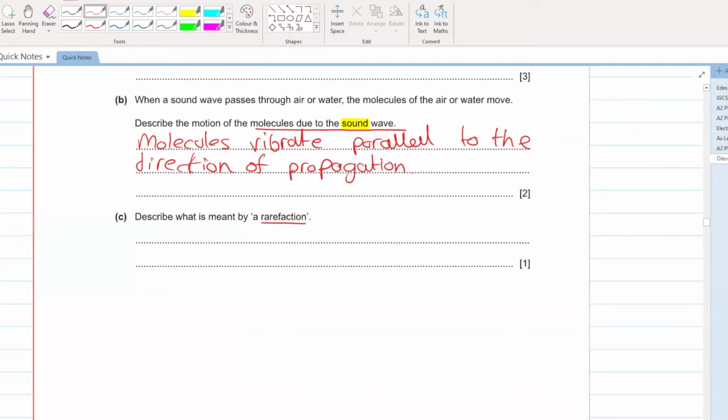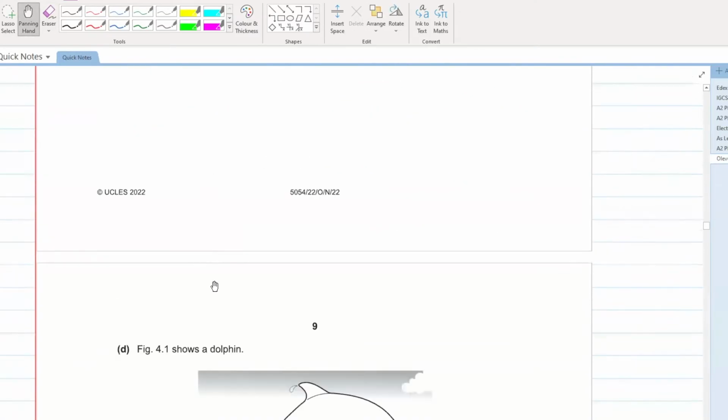Describe what is meant by rarefaction. What is meant by rarefaction? Points with minimum pressure. Points where molecules are at minimum pressure, or you can say points where molecules are further apart. Simple as that.